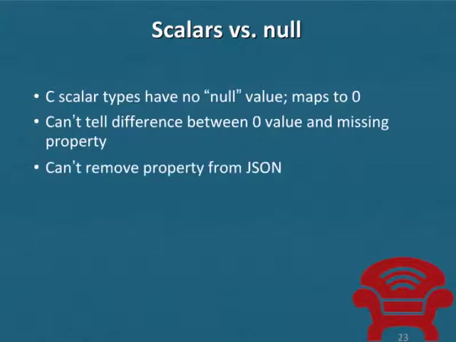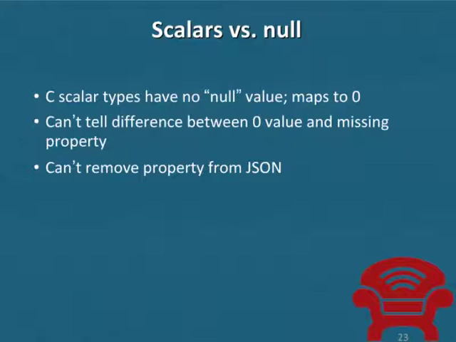Also, this means that there's no way to remove that property entirely. If you set the value to 0, the property is going to get written out in JSON just with a value of 0. You actually can't get rid of the property from the JSON entirely that way.